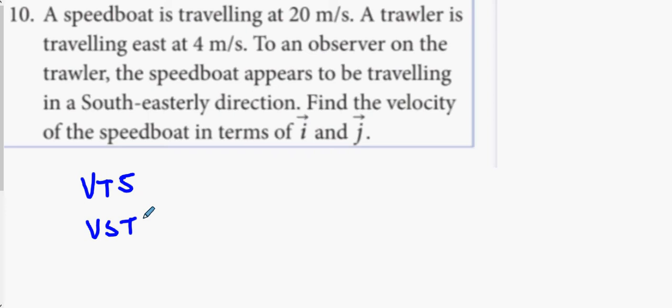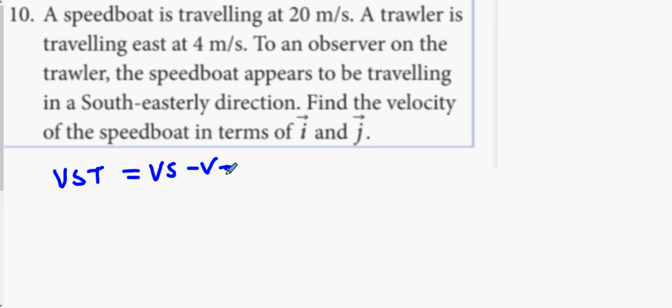Where's the observer? The observer's on the trawler, so trawler is considered to be the stationary point, so it's VST. Okay? So you're going to use VST as the first thing you got to understand, okay? So the observer is key. So that's VS minus VT. Now, to an observer on the trawler.